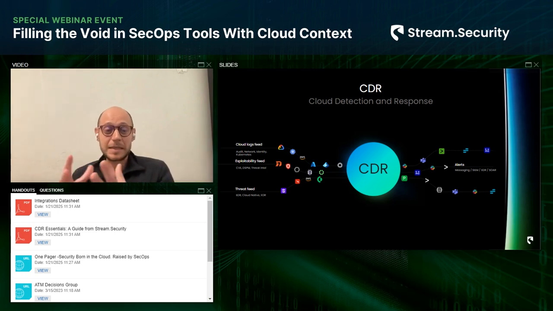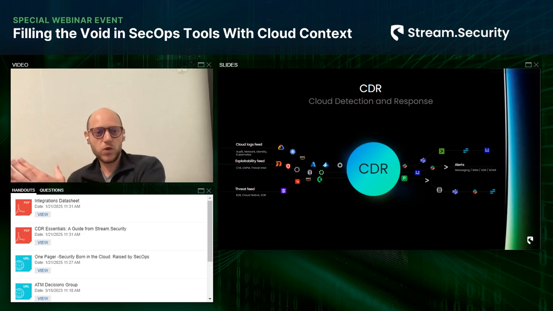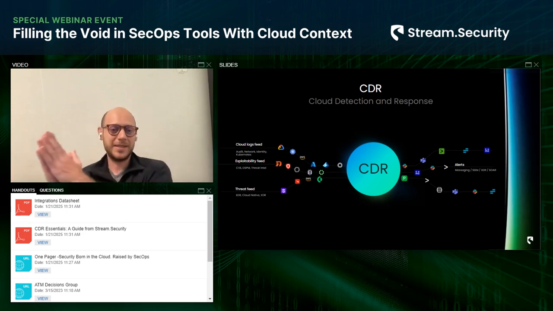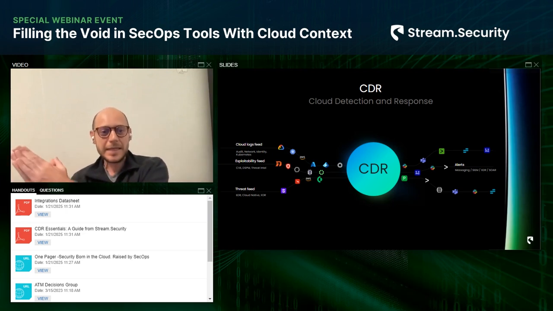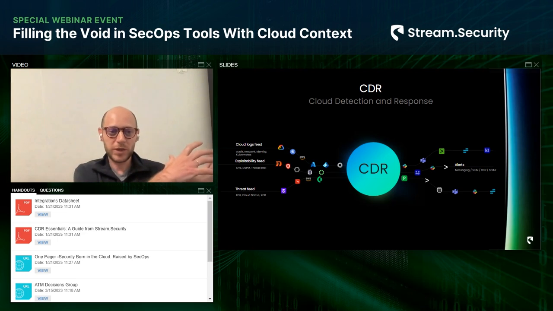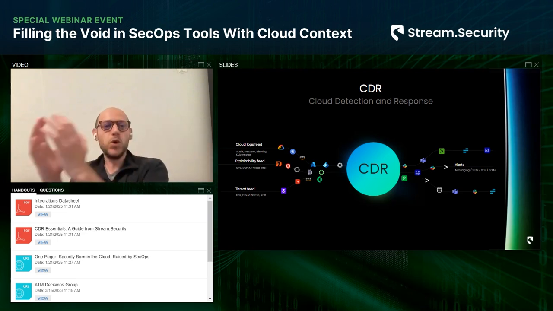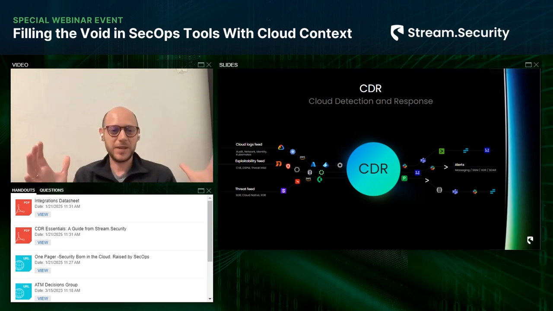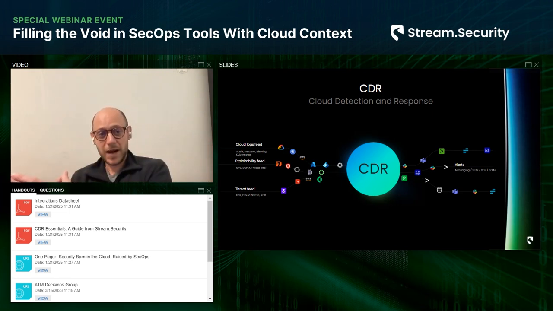Most CDRs, like ours, can actually get backfill data, meaning that if you want to go and investigate back in time and the data does not exist in the CDR at that point, it can actually go to your potential data storage and pull in the data back to actually provide you the investigation. That's why CDR solutions are high cost-to-value elements in your cloud environment.